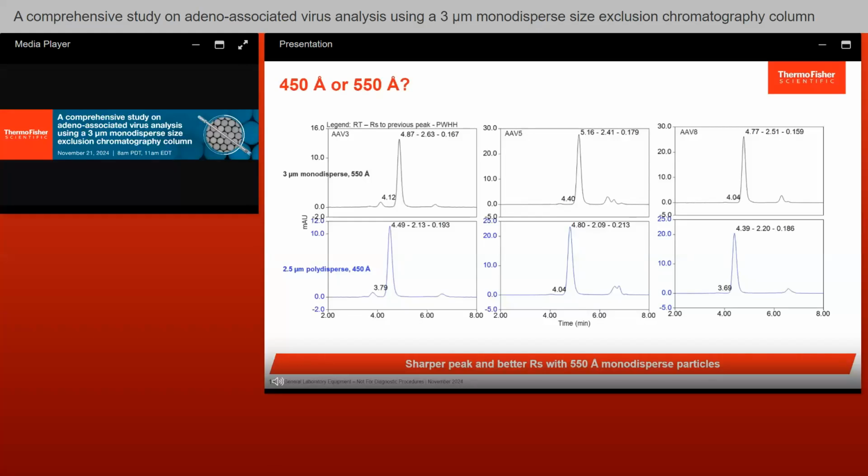And also we obtain sharper peaks, as measured by peak width at half height: 167 versus 193, and similarly for the rest of the samples. We obtained sharper peaks thanks to the monodispersed particles, and also better resolution with the 550 pore size.